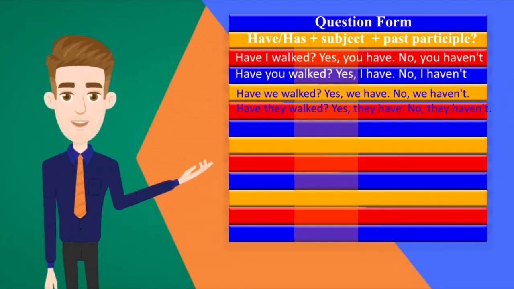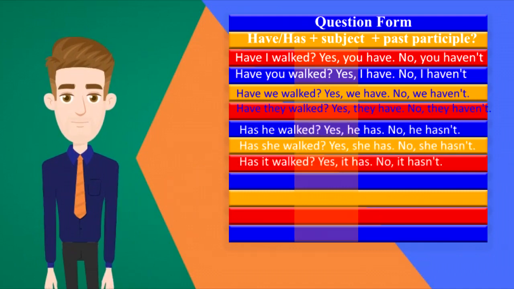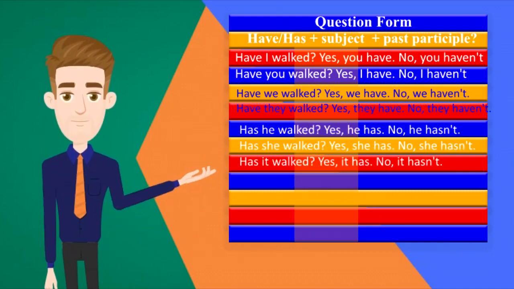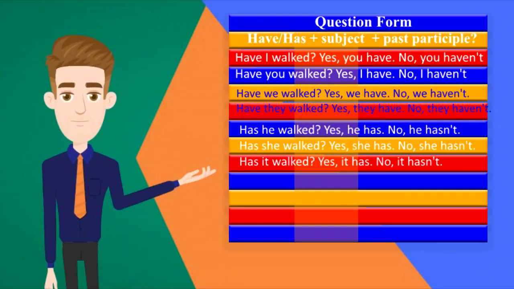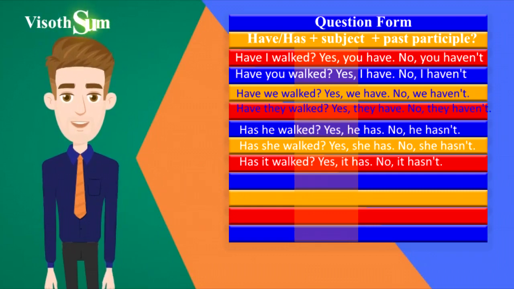Have they walked? Yes, they have. No, they haven't. Has he walked? Yes, he has. No, he hasn't. Has she walked? Yes, she has. No, she hasn't. Has it walked? Yes, it has. No, it hasn't.